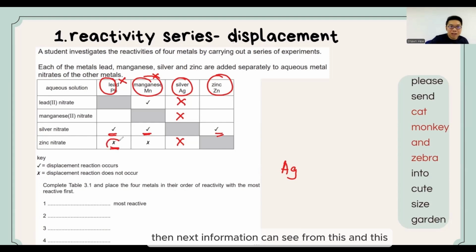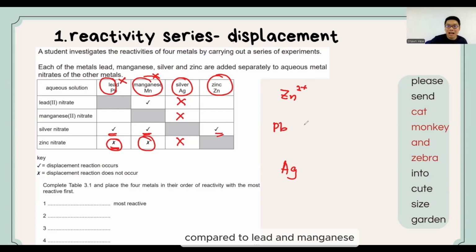Then the next information can be seen from this and this. Lead and manganese are unable to displace zinc nitrate, which means that zinc prefers to become an ion compared to lead and manganese. So zinc for sure can displace two of them, because zinc is more reactive. So for the last information, we need to compare lead and manganese.